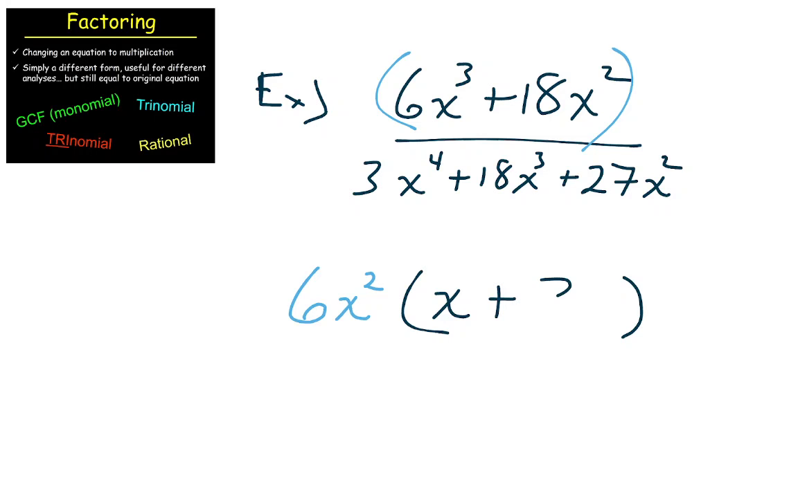When you take 6 off of 18, you're left with 3. That's because you divided it off. And the x squared, you might say, completely got factored out.